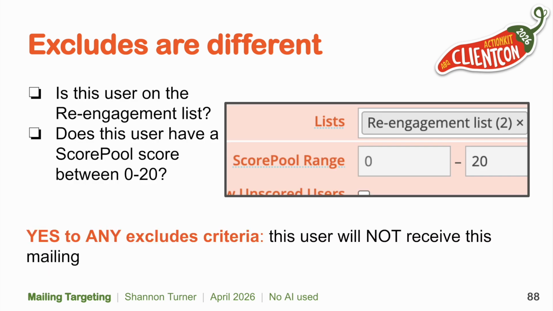Let's use that checklist example again. For each user in your excludes, they're filling out this checklist, and one single check mark disqualifies you from receiving this mailing.